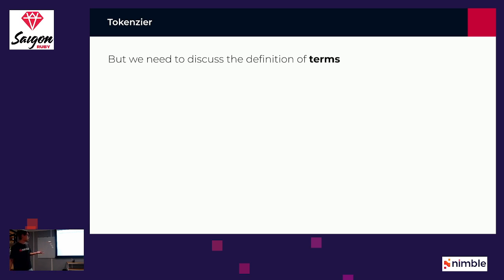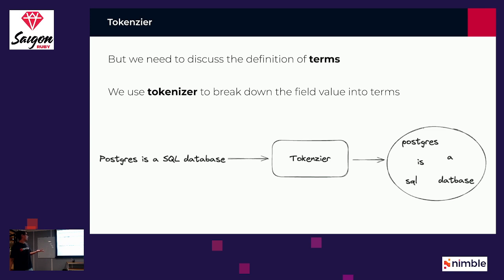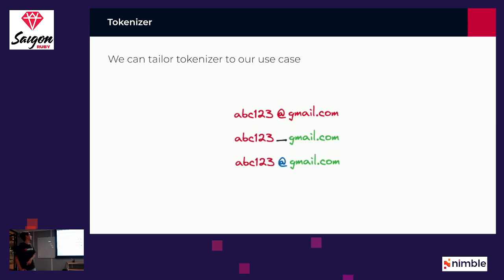So what are terms? We use a component called a tokenizer to break down the field value into terms. So let's say you have a string, and you feed it into a component, let's call it a tokenizer, and it's going to spit out a bunch of terms. So what is the definition of terms? Well, actually, you can tailor the definition to a use case.